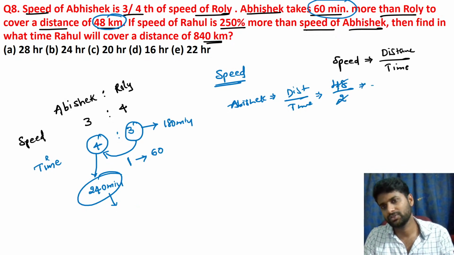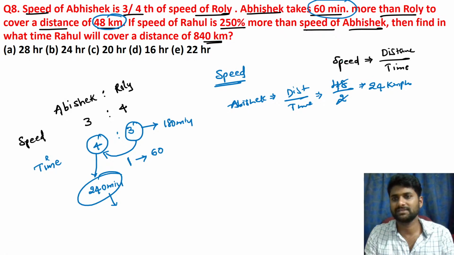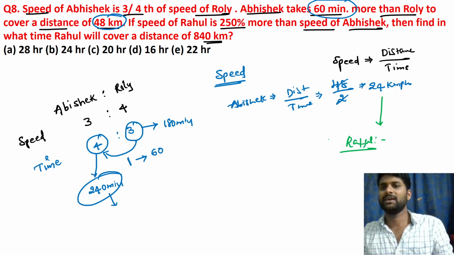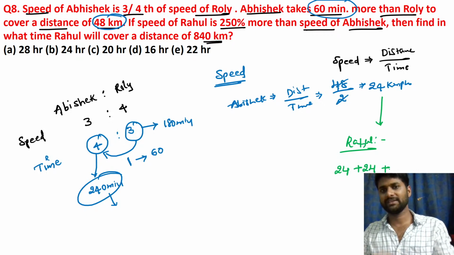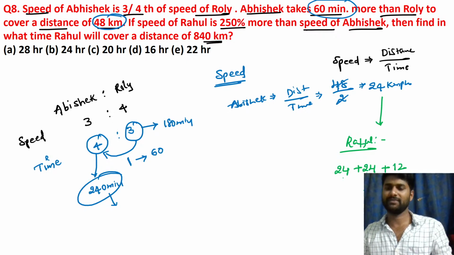So it is exactly equal to 24 kilometer per hour. Here there is one comparison. The comparison says the speed of Rahul is 250% more than the speed of the object. See, 250% means if 100% is 24, 200% is 48. Again, 50% more means the value becomes 12. So 24 plus 24 is 48, and the total value is 60 kilometer per hour.